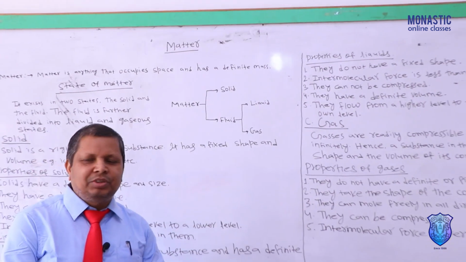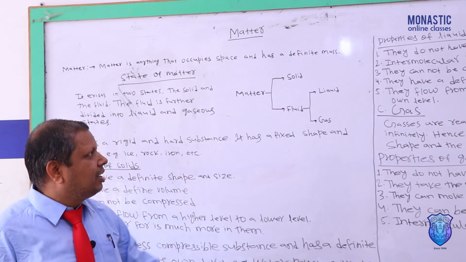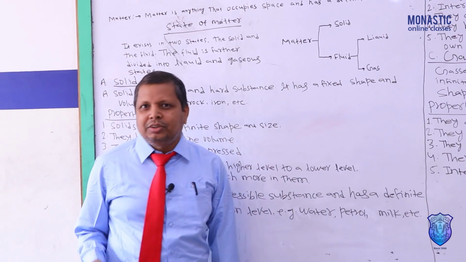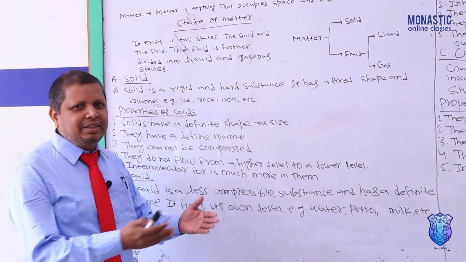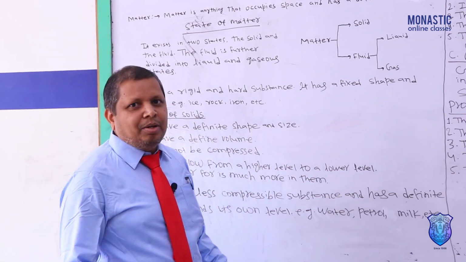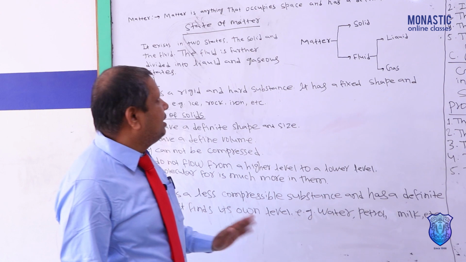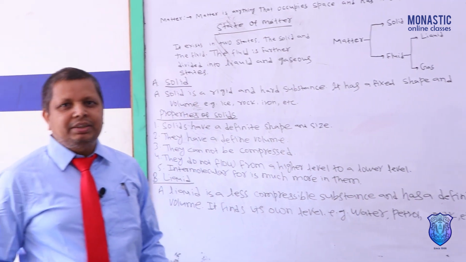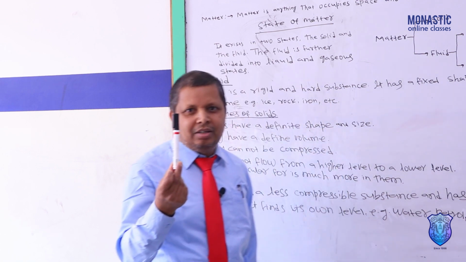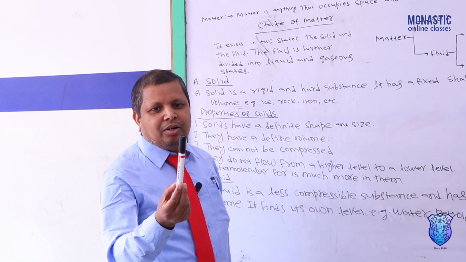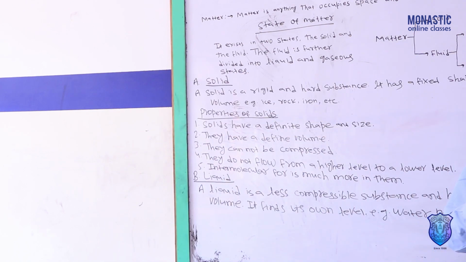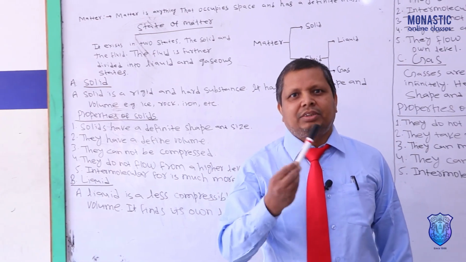We can observe in this classroom this board, your fan, desk, bench, duster, marker, all these are matter. Because what is matter? Matter is anything which occupies space and has some mass. This is a marker. This is matter. Why is this matter? Because it occupies space and it has some mass.